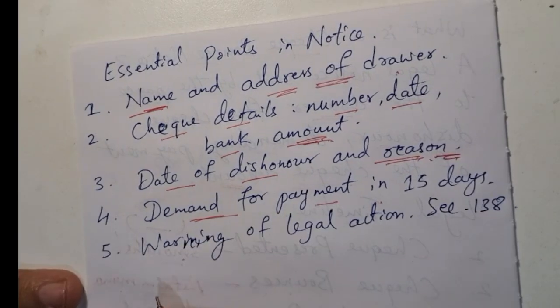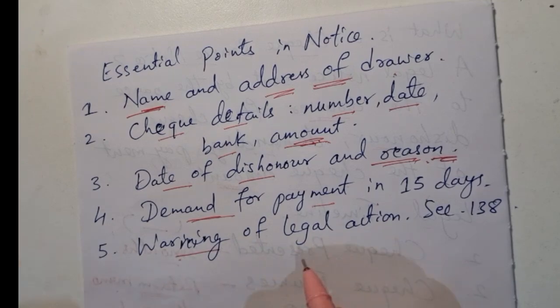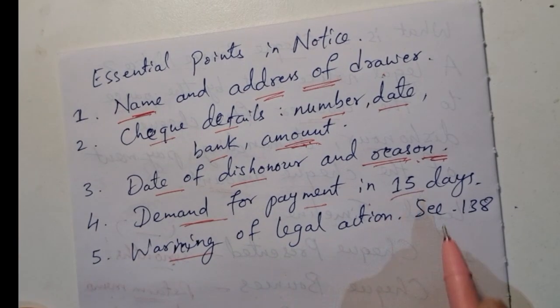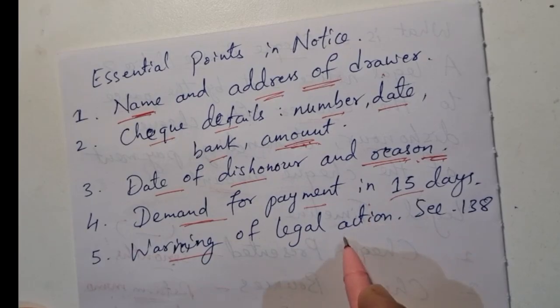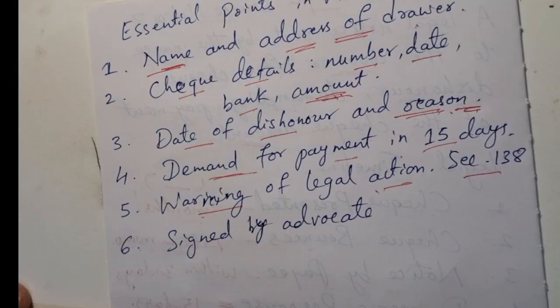So the next important element in the legal notice is that you are going to warn the drawer that if they do not make the payment in 15 days, you are going to take legal action under section 138 of the Negotiable Instruments Act. Write this clearly; we will also be seeing a format in the next part of this video. This is a very essential point to include in our demand notice.